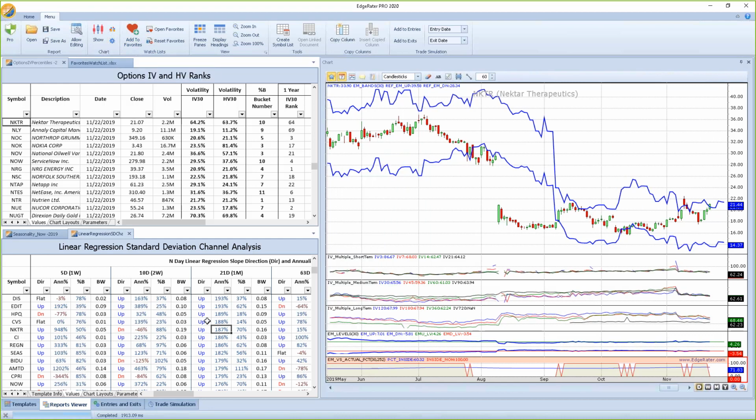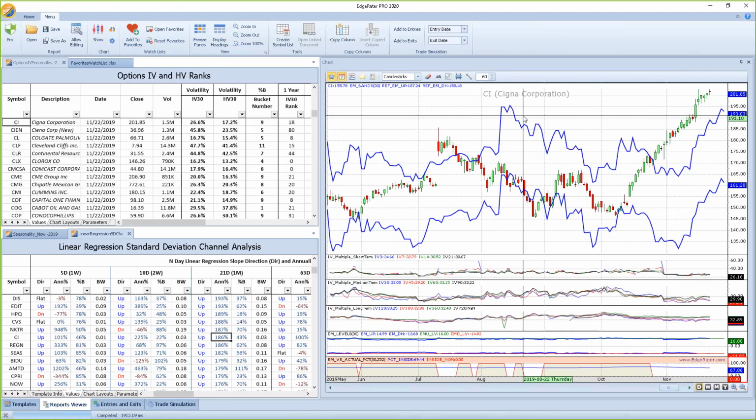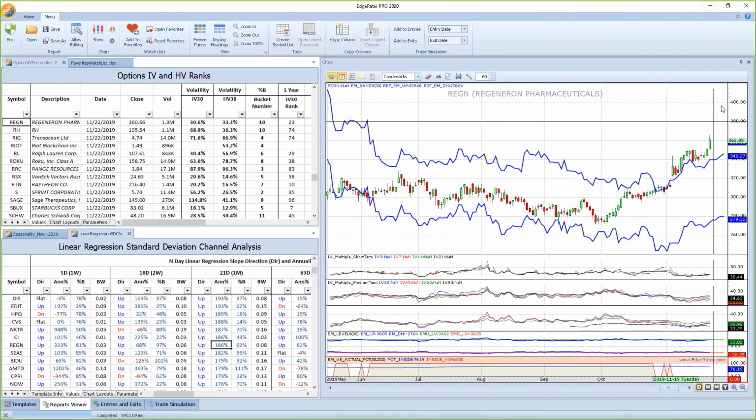Last one, there's Signet there. I think CI, Cigna. Yep. Oh, that's had a nice run. So that was around 176, and it's currently 201. Okay, so we'll look at those options as well. And then the last one I wanted to look at was Regeneron, REGN. AMTD, Ameritrade, I think it might be. You want to look at that?